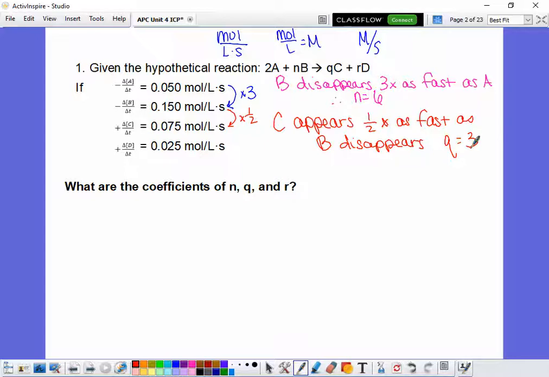Okay. So see how I'm doing that? Why don't you guys take a moment to figure out the coefficient in front of D. I'm going to pause it while you guys do that.